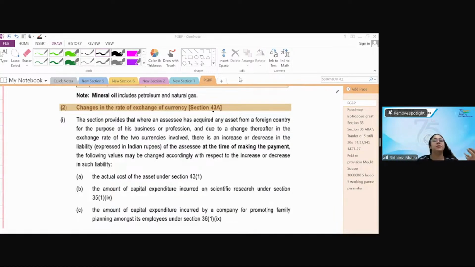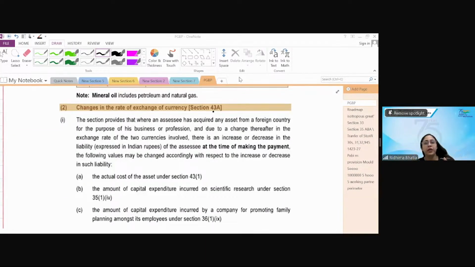Suppose I have purchased a particular capital asset today on say 1st June, or only the invoice is created when the US dollar was say 80 rupees. Now, after 1 month, it got dispatched from USA when the US dollar was say 81 rupees.